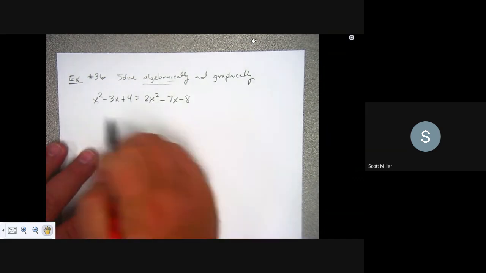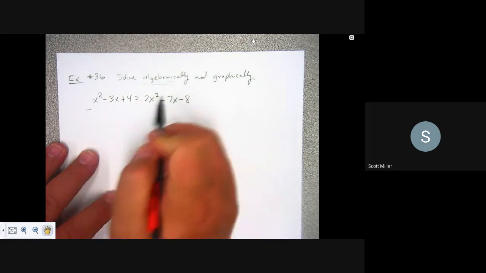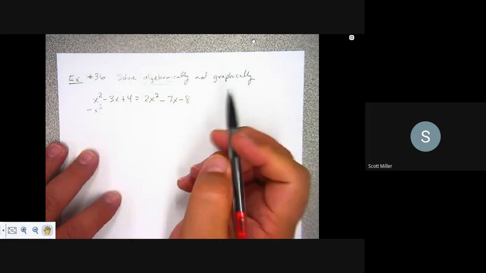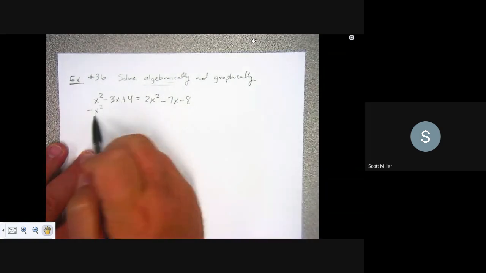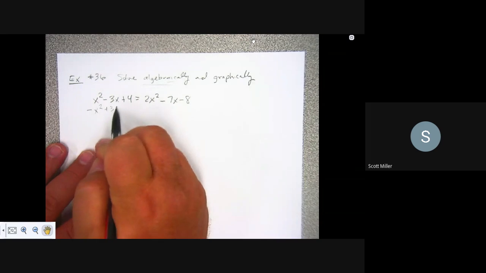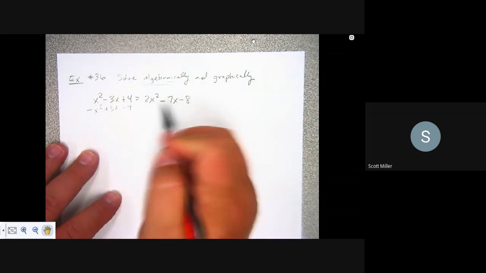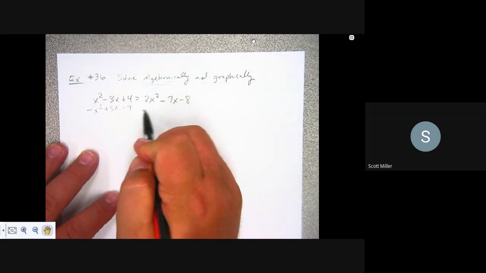So instead of moving this one over here, move this one over here by adding the opposite. So that means everything's going over there. So I'm going to subtract that, I'm going to add that, I'm going to subtract that. And then line it up under the respective thing.